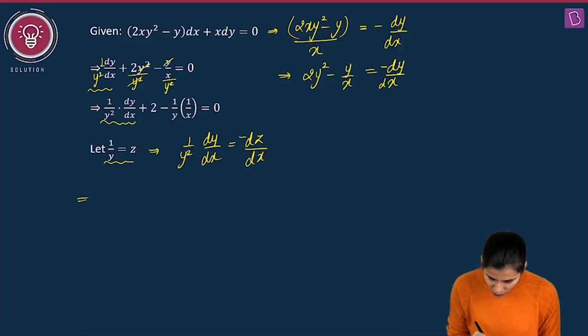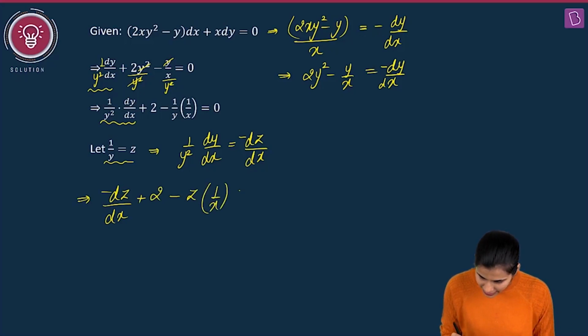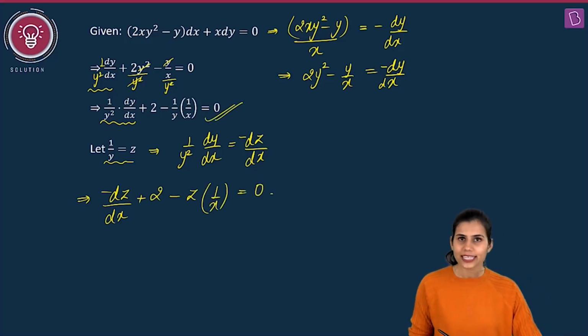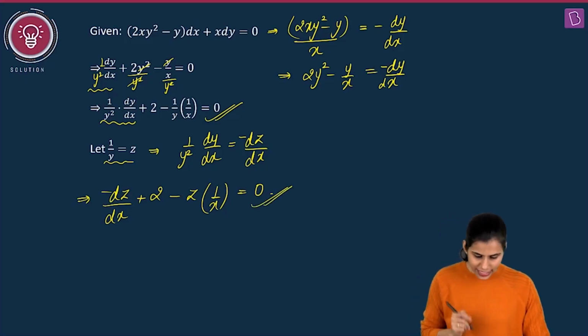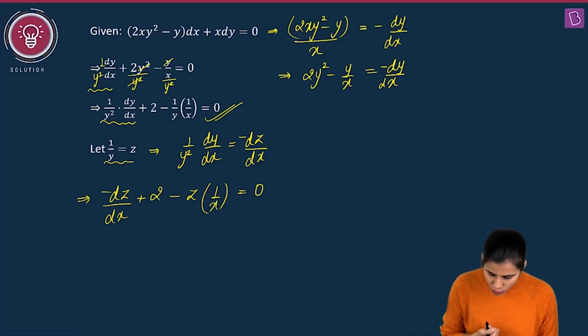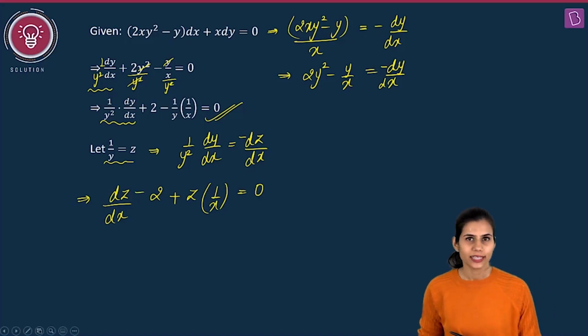Yes? So this transforms to what? Minus dz by dx plus 2 times minus 1 by y, which is minus z, into 1 by x equal to 0. So previously my equation was involving x and y. Now I have transformed it to involving x and z. So observe carefully. Let me first of all multiply throughout by a minus sign. So I will get plus here, minus here, and plus here. What does it look like?